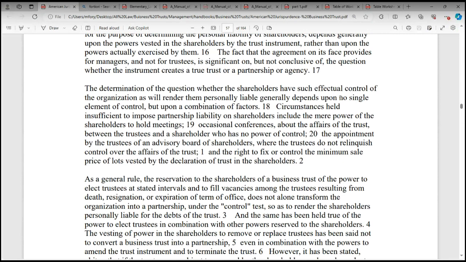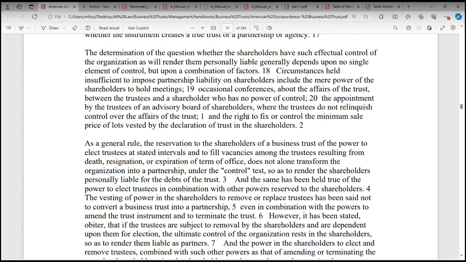But on top of that, what did you do? What else did you add that is characteristic of a partnership, the one single element of control, that you put on top of that and made you liable? And that's in here too.